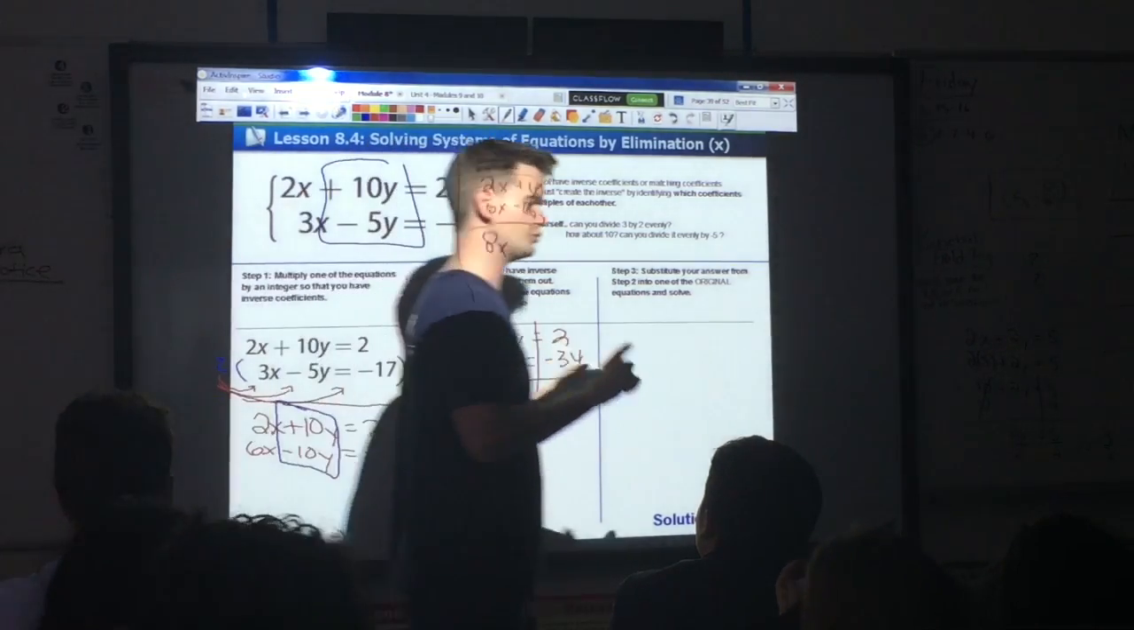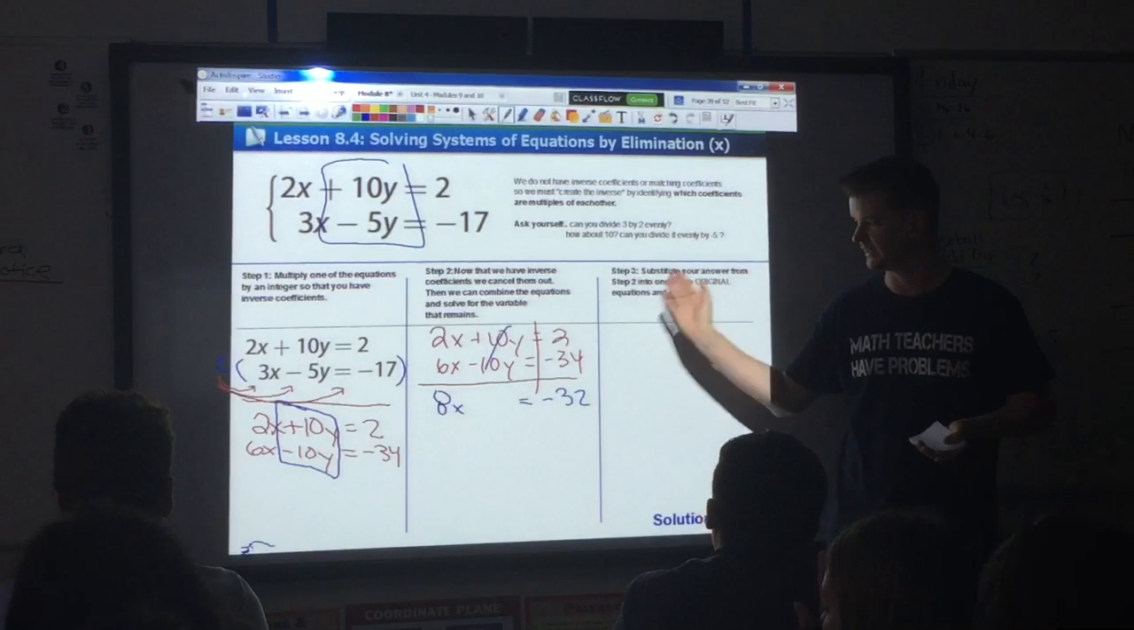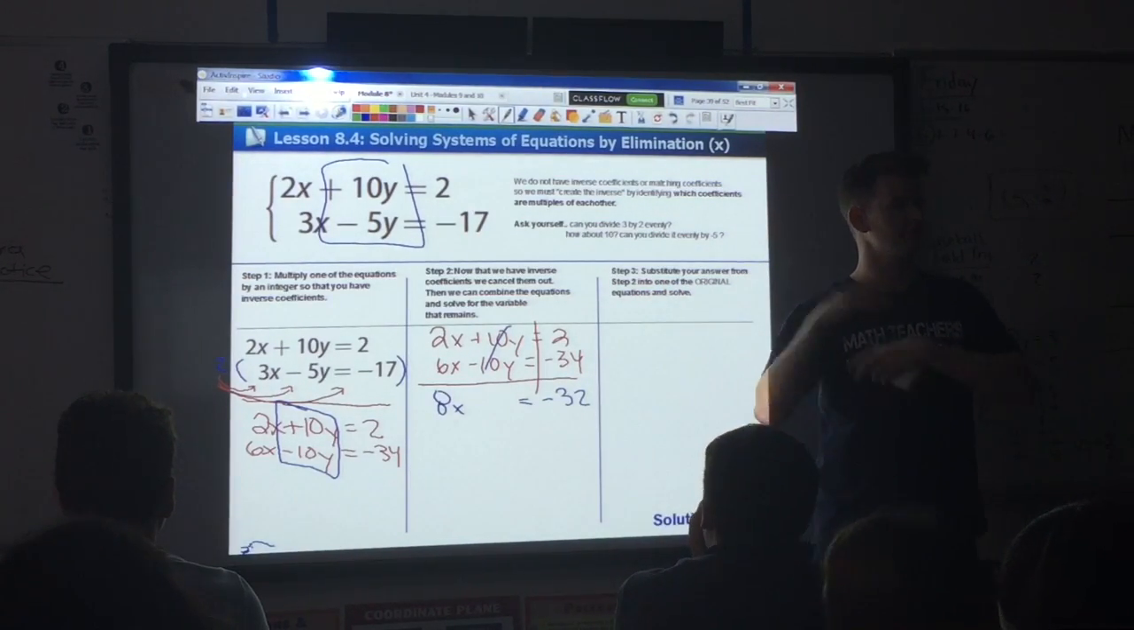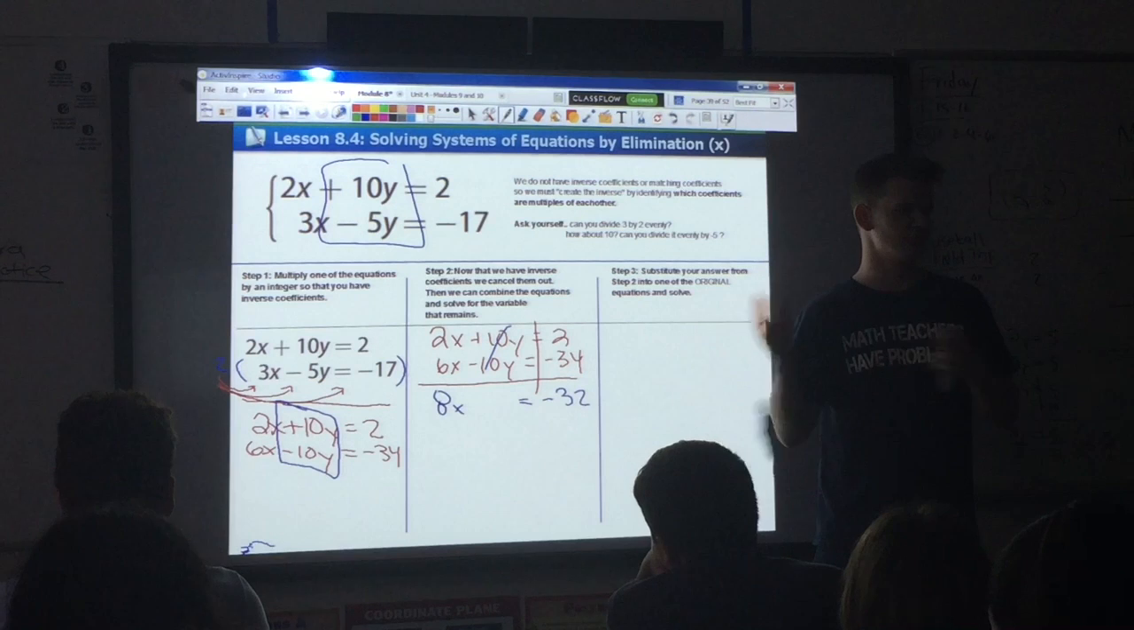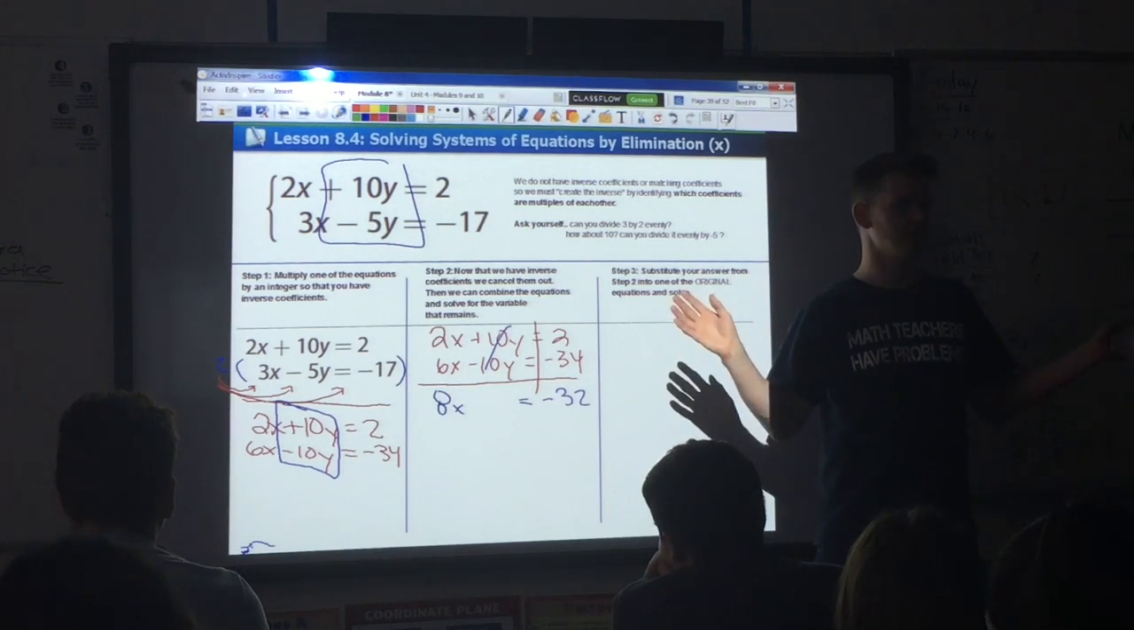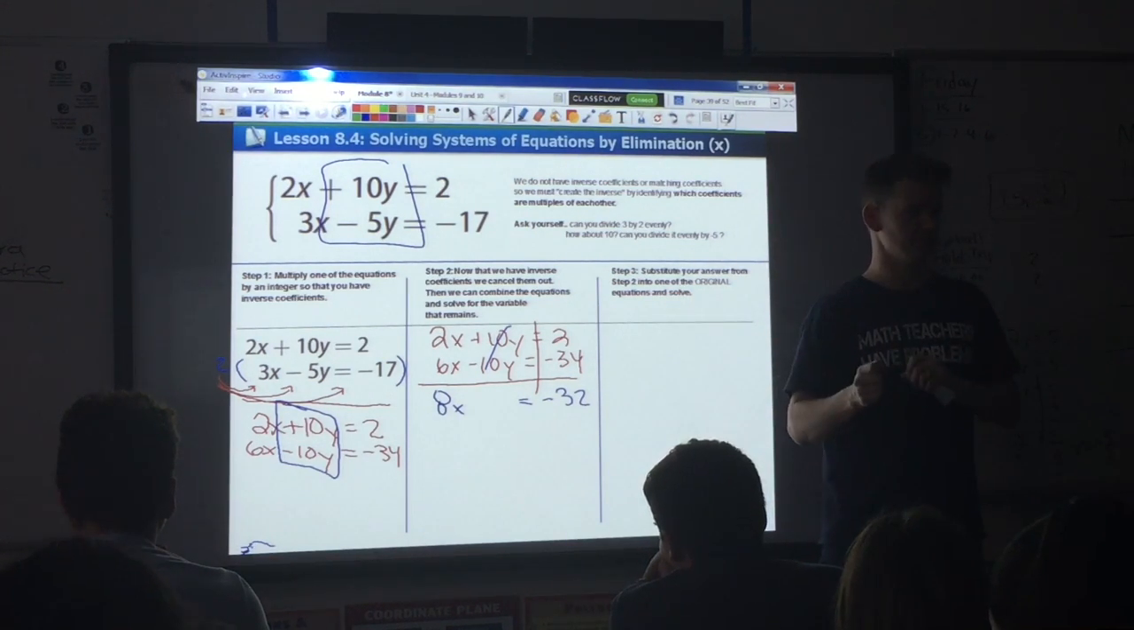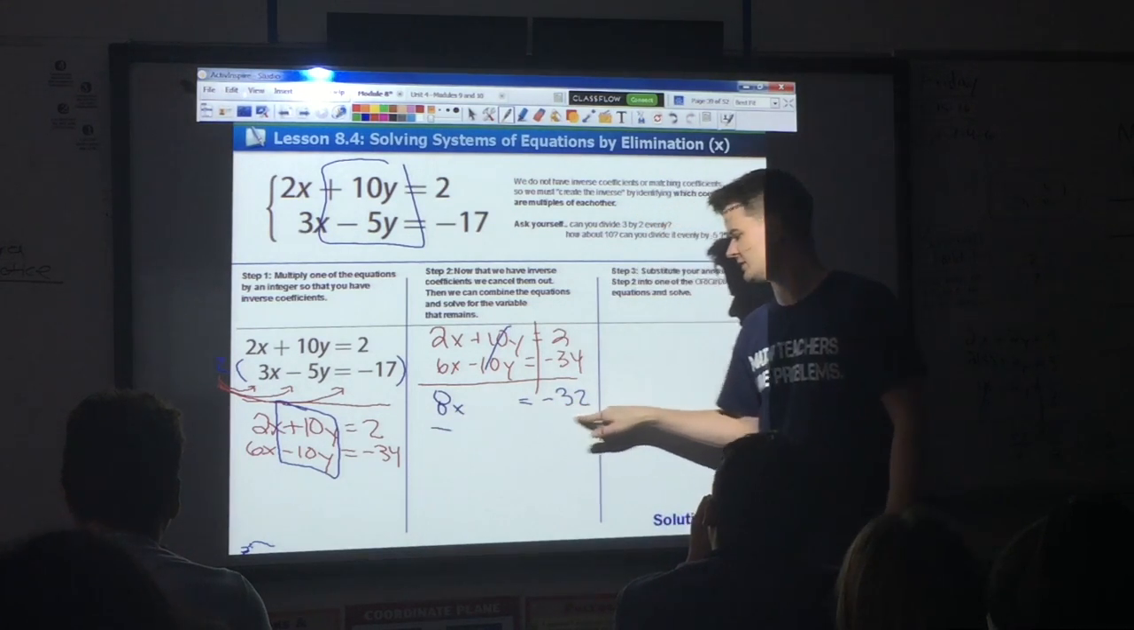All right? We're looking to create inverse coefficients so I can eliminate one variable in order to solve for the other variable. You with me? You understand how we got it now? We can pick any number we want. The goal is to create the inverse. I am now here. I have 8x equals negative 32.